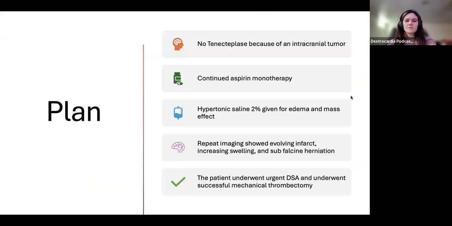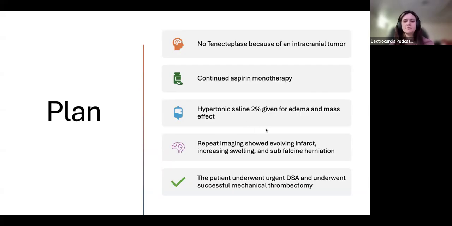So for the plan for this patient, he received no tenecteplase because of the intracranial tumor. There is a paper that was released in 2023 talking about different types of brain malignancy and their susceptibility to bleeding if you give TNK, and the pituitary region specifically has the highest incidence of bleeding if you give tenecteplase. Because this patient's tumor was so close to that area, they didn't want to cause more bleeding. So they held off. They continued aspirin monotherapy. He was already on aspirin at home.